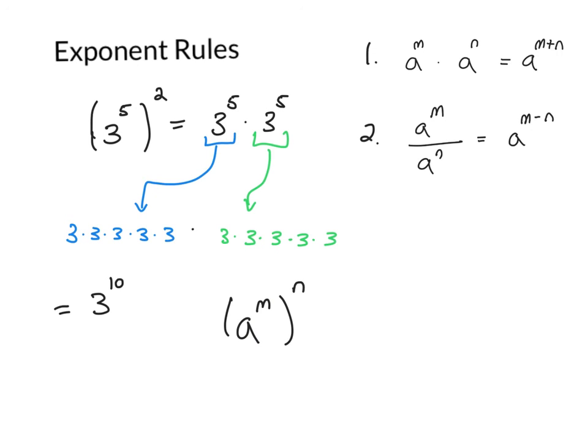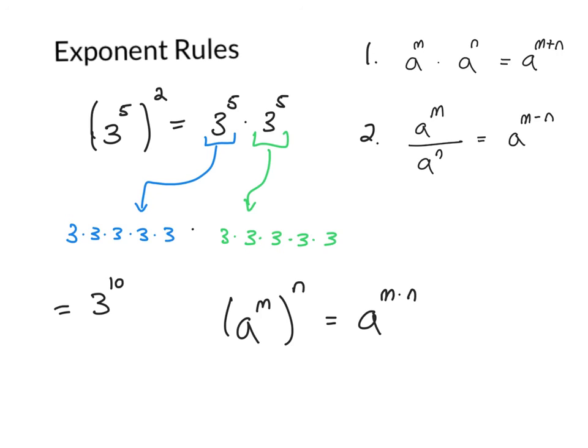So when you have a power to a power, or an exponent to an exponent like you do here, a to the m to the n power, what I'm going to do is multiply my exponents. Okay, so the end result for this becomes a to the m times n. Okay? And so this is our third exponent rule.